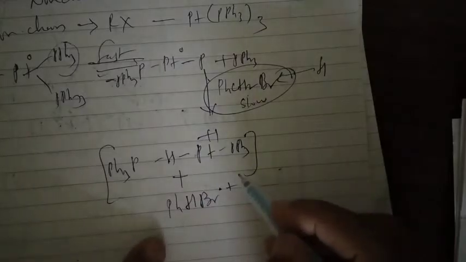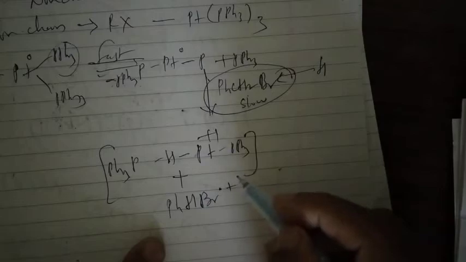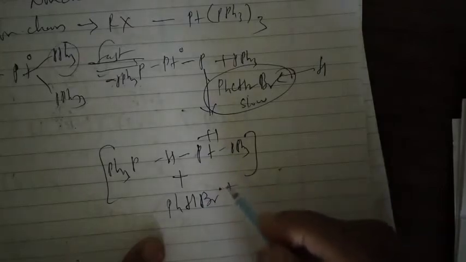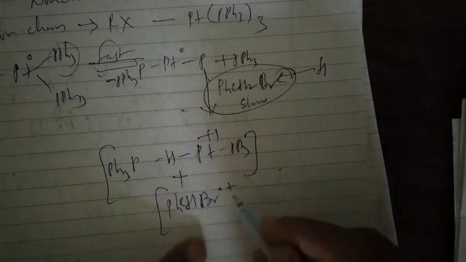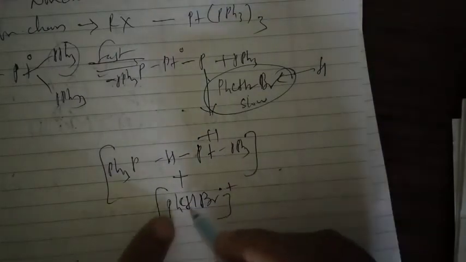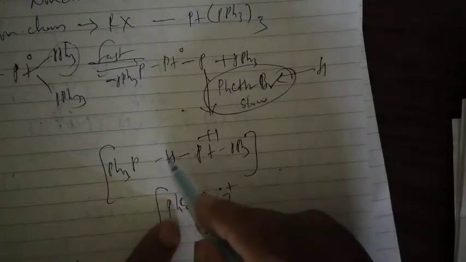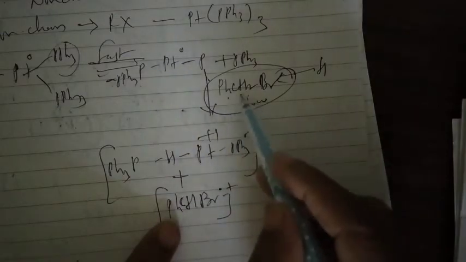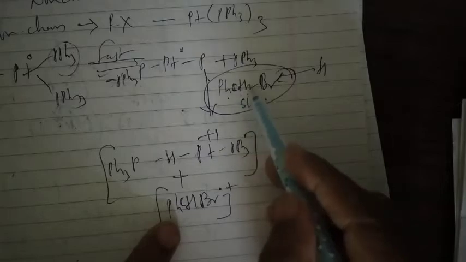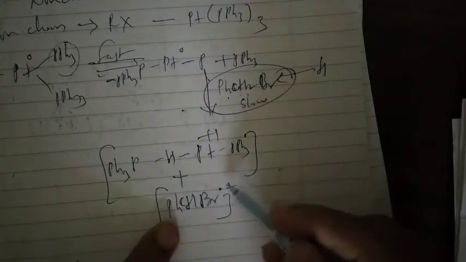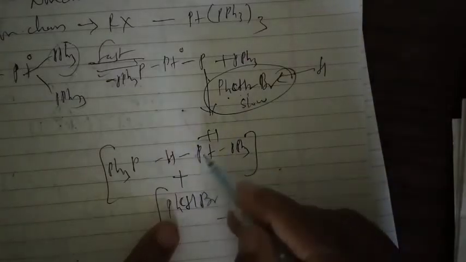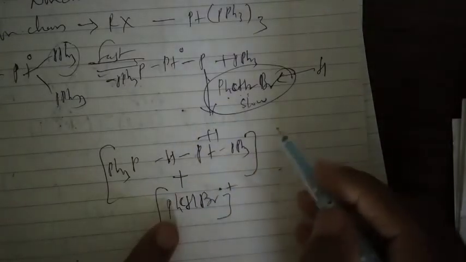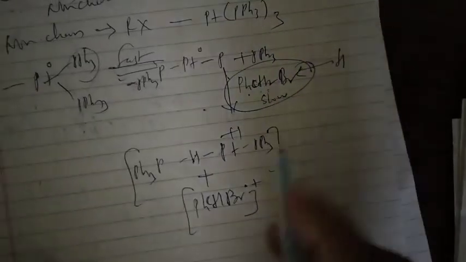See, this is a radical chain. I get PhCH2Br, and one of the hydrogens is abstracted here, so it forms a radical in this way. So this plus this we get, like this. Now what will happen?